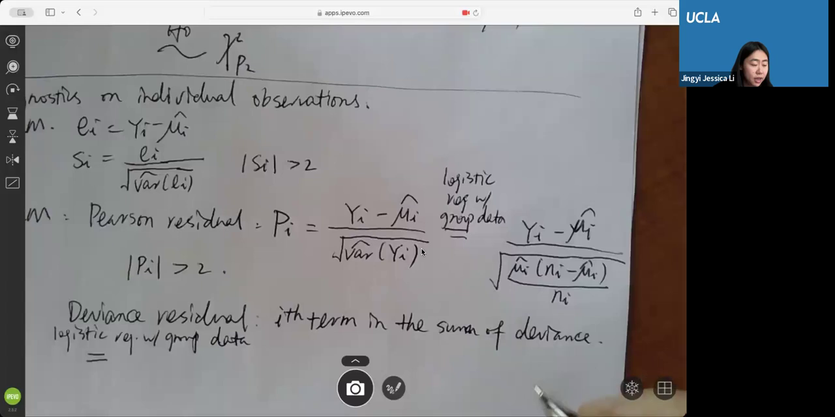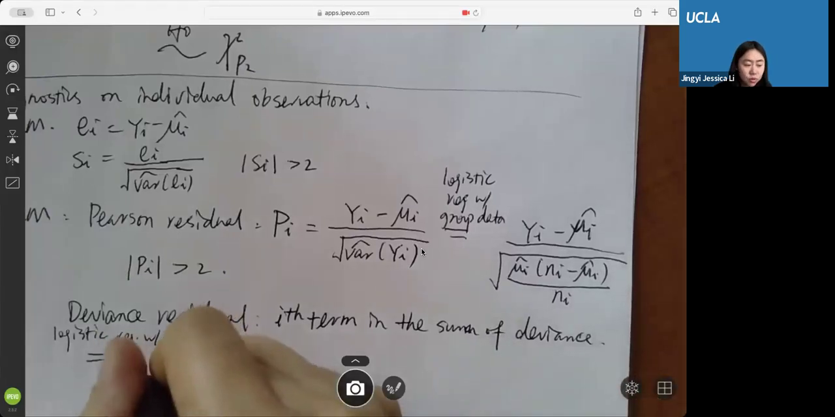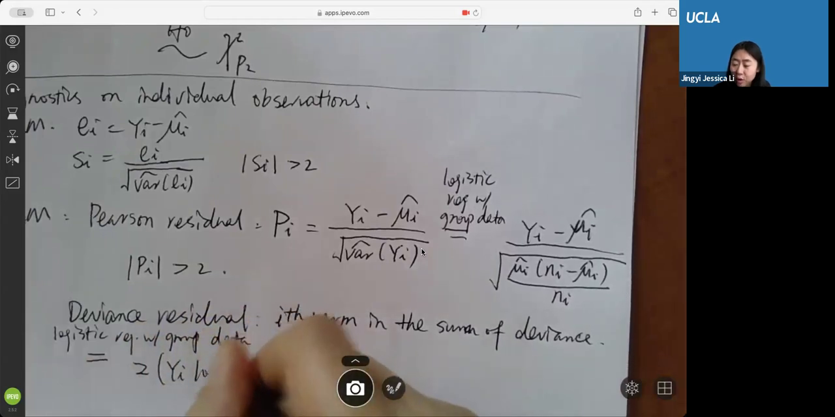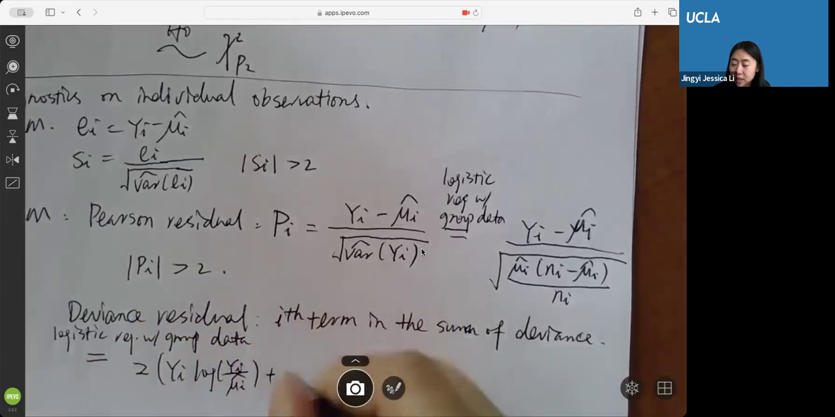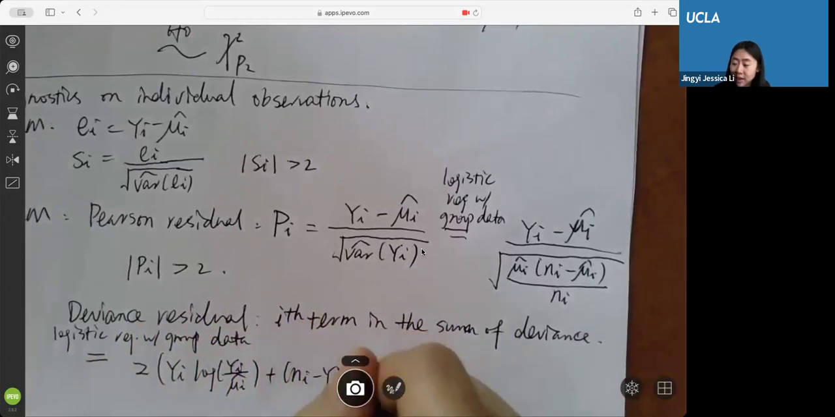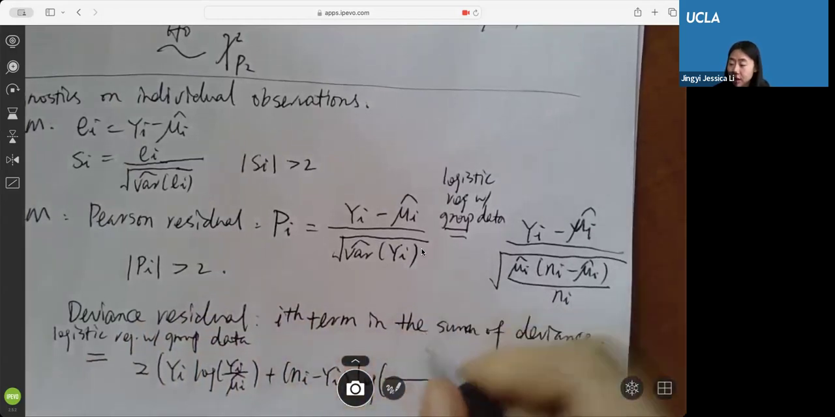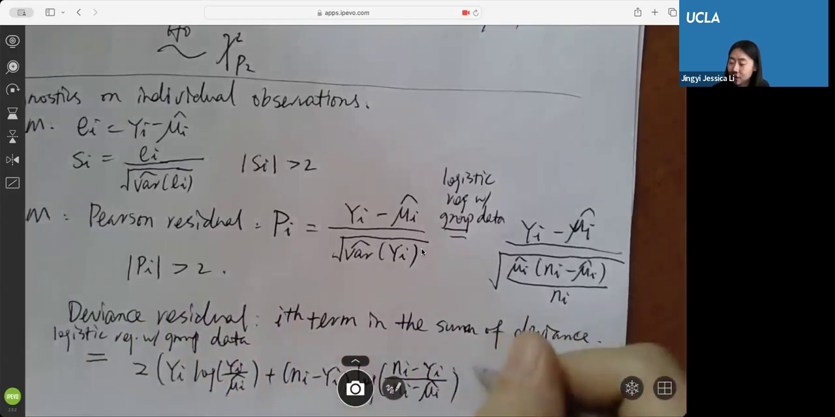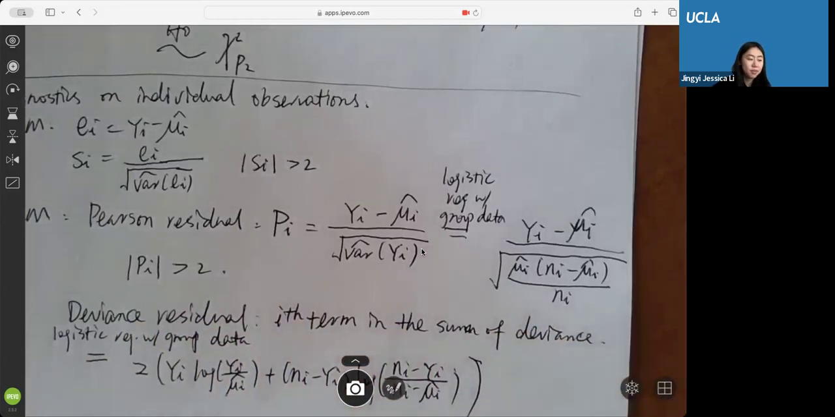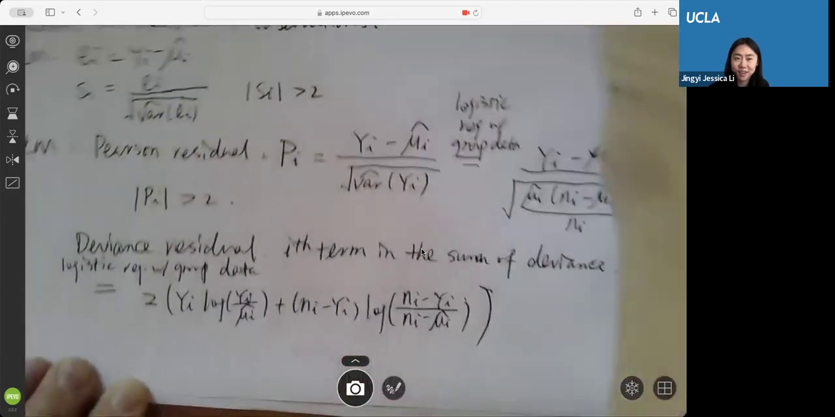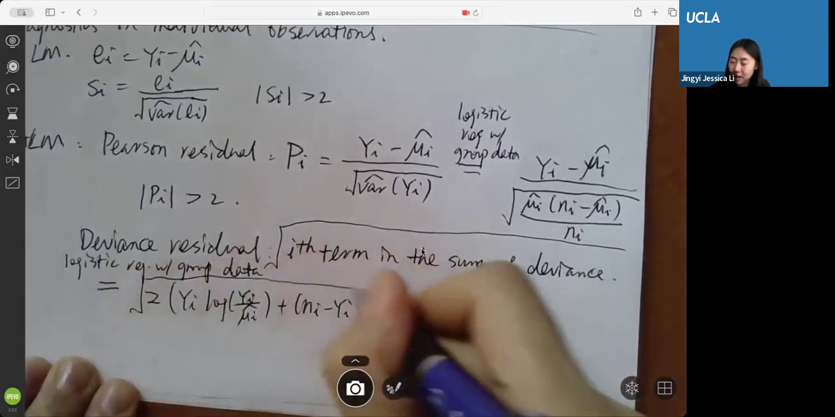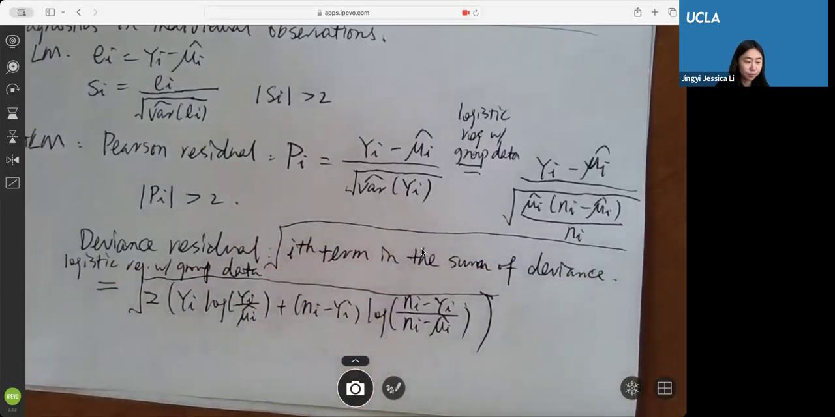This deviance residual is just 2 times yi times log yi over mu i hat, plus ni minus yi times log of ni minus yi over ni minus mu i hat. That's it. But something I forgot to say is that we need to take the square root. We take the ith term in the deviance and take the square root.